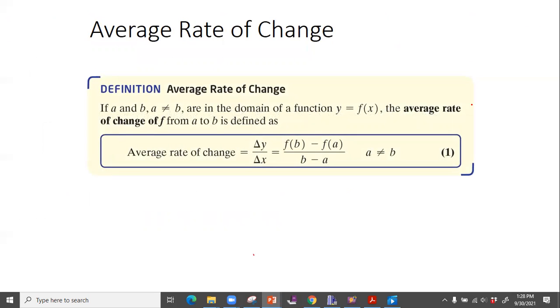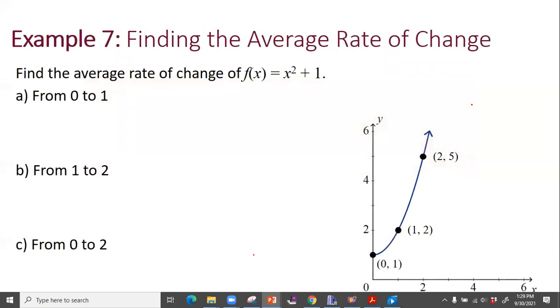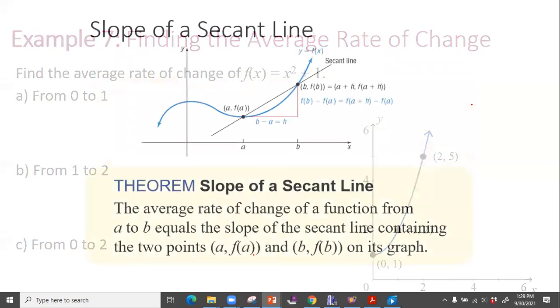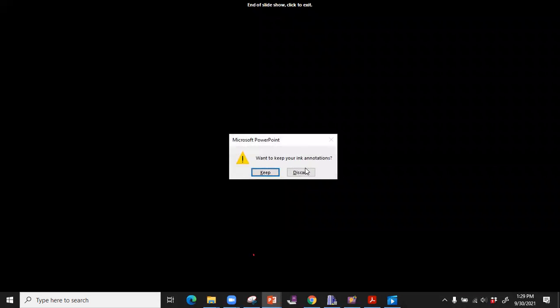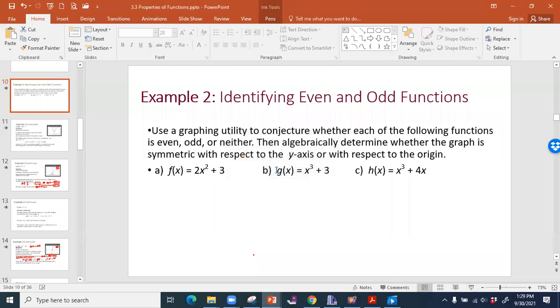And last is average rate of change. Average rate of change is just a fancy way of saying slope. Can you find the slope? Monday, if you'd like, we'll go back through and we'll start 3.4. That's it. We barely made it. Told you.